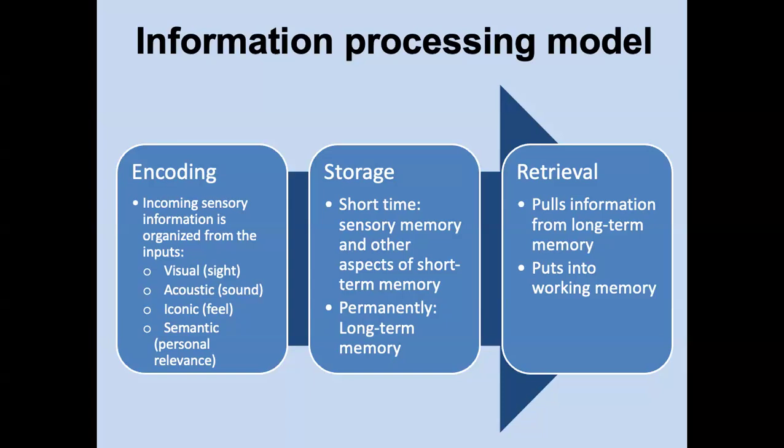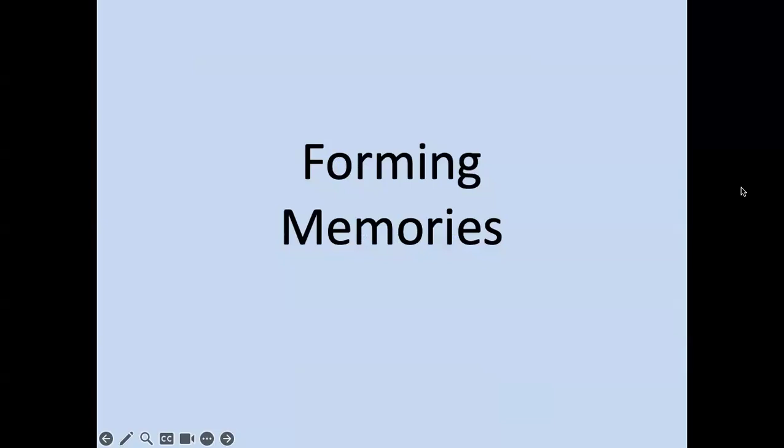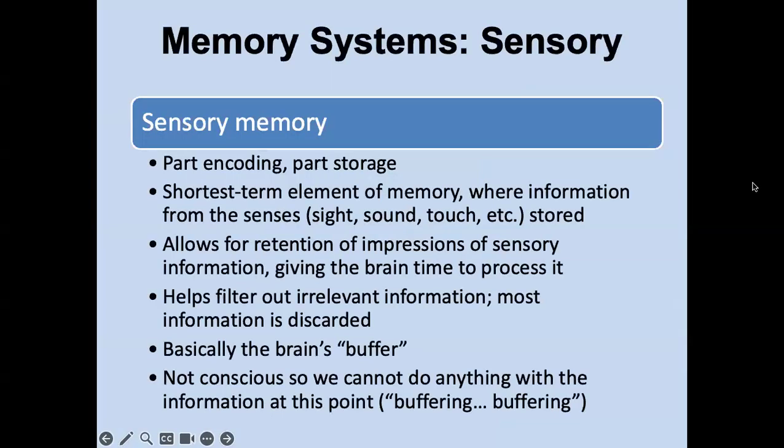And then of course you have to pull it out again, right? Having something in your memory is one thing, but being able to get it out, think about it, actively think about it, and then put it back is something else. Okay, so how do we form memories? Sensory memory is sort of part encoding and part storage. So there's a few different parts to this.